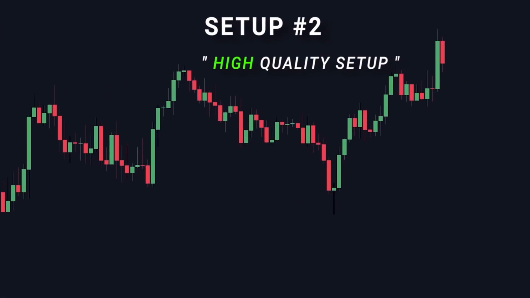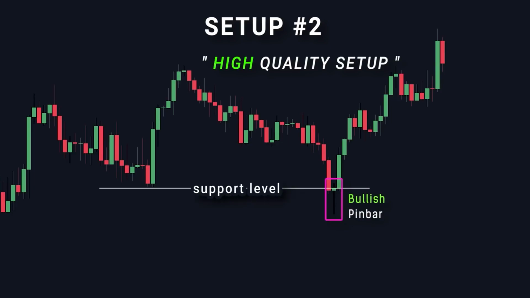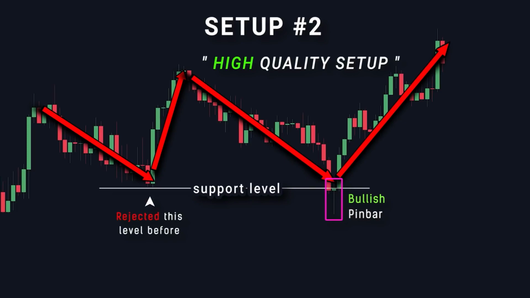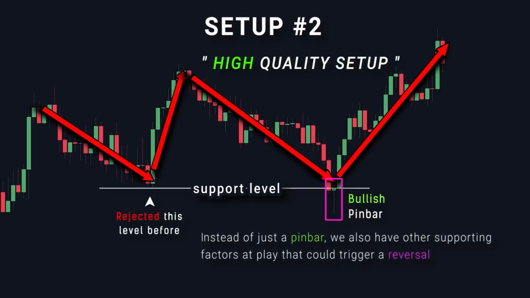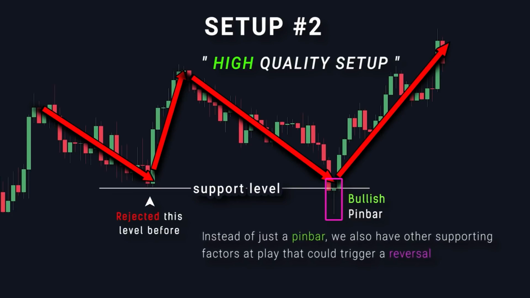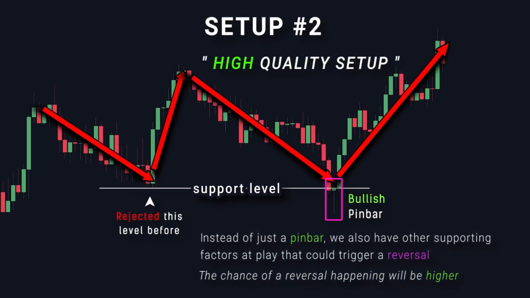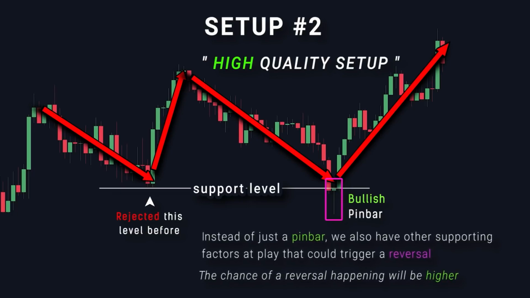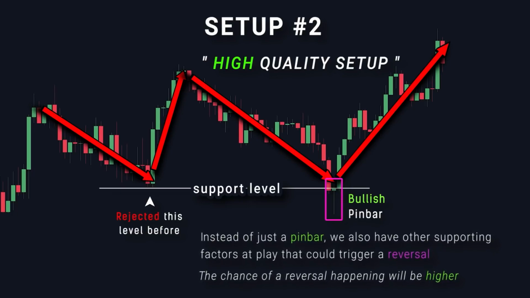Now, let's compare that with setup number 2. So, the reason why I refer to this as a high-quality setup is because if you notice, the pin bar was formed while the price was at a key support level down here, because in the past, price had rejected this level before, meaning it'll have a higher chance of rejecting it again in the future. So now, instead of just a pin bar pattern, we also have other supporting factors at play that could trigger a reversal. In this case, the pin bar was formed while at a support level, which means the chance of a reversal happening will be higher. And so, high-quality setups like this is what we want to look for in a trade.